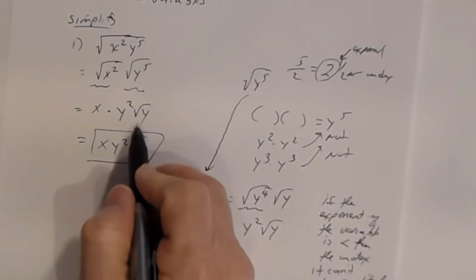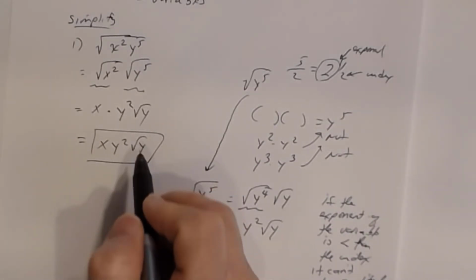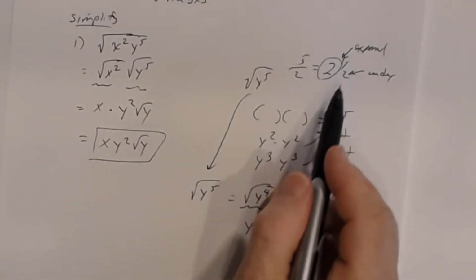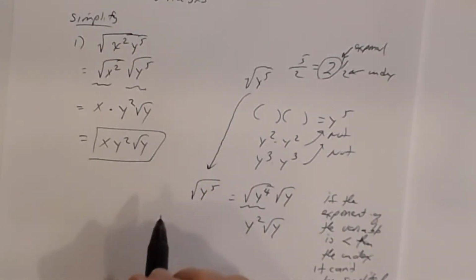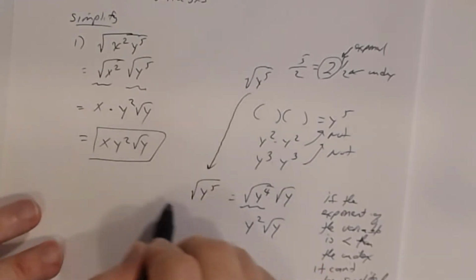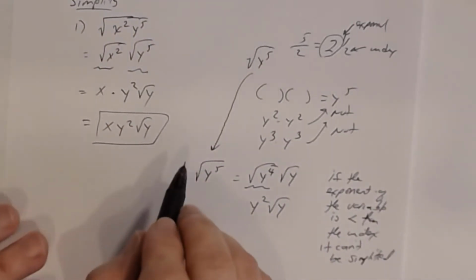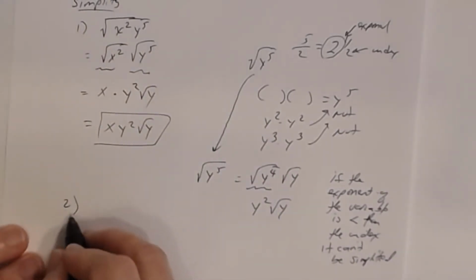What's the index right here? The index is 2, right? The square root, 1 divided by 2. It helps if you know all these different thought processes as you go through these. All right, so we're going to talk about this again in number 2. So let's go to number 2.